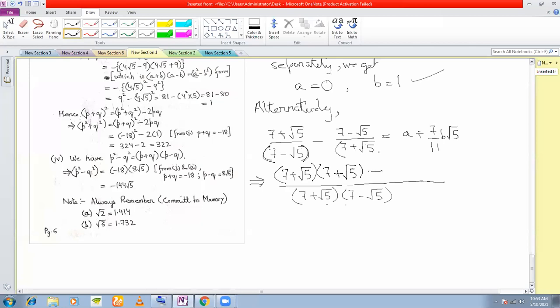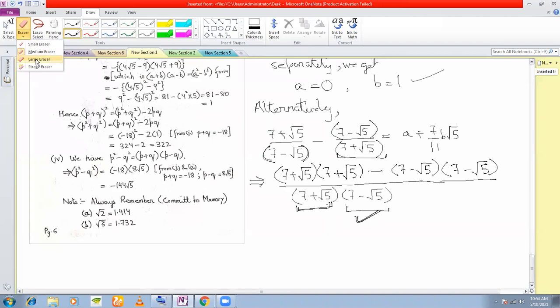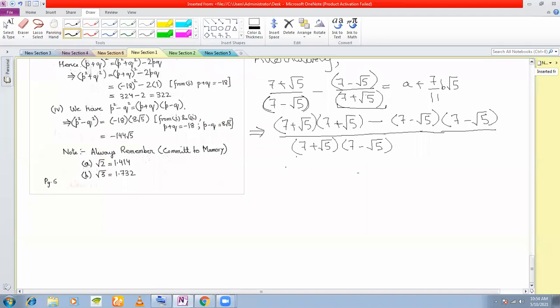Minus. Now you see you have a 7 plus root 5 here in the denominator, and you have 7 plus root 5. So what is left here? You have left 7 minus root 5. So this 7 minus root 5 we'll write first. And then because I have 7 plus root 5 here, 7 plus root 5 here, this is left. So this is the one that I will write again here, 7 minus root 5, which must be equal to a plus 7 by 11 root 5. Let us write it as 7 by 11 root 5 into b.